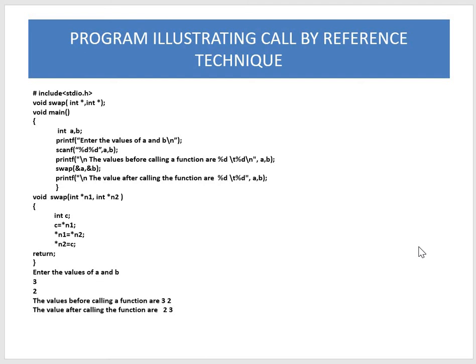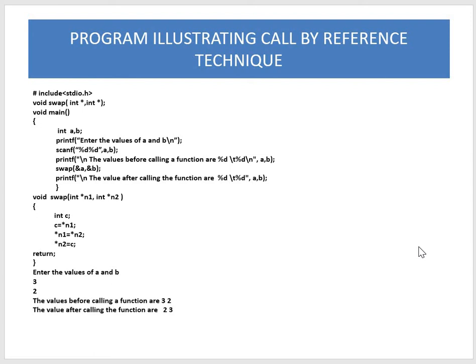Swap takes two variables which are not values, but the pointers of A and B. So we have given ampersand A comma ampersand B. So instead of passing the values A and B to the subfunction, the arguments are passed as references. That is, pointers of A and B are passed to the subfunction. Now we can see in the subfunction we have declared two variables called N1 and N2. They are the pointers which hold the addresses of A and B.